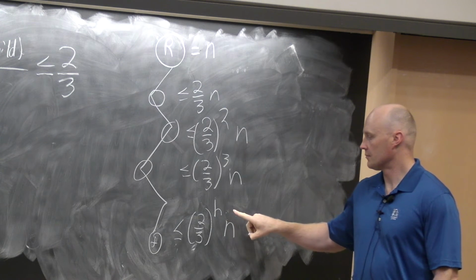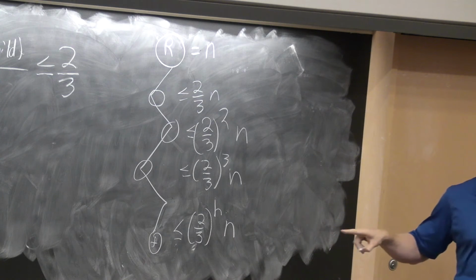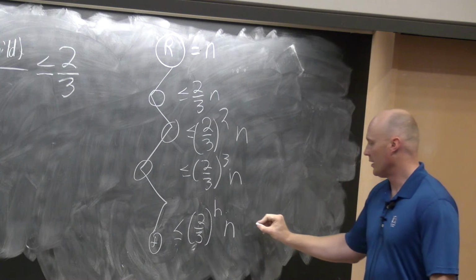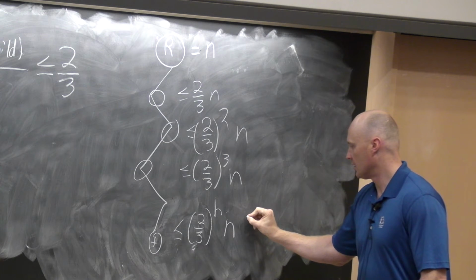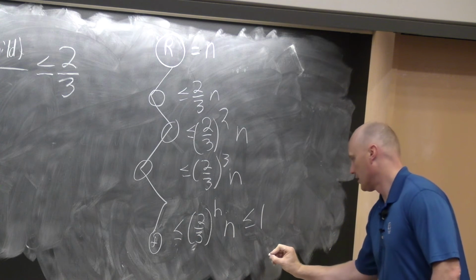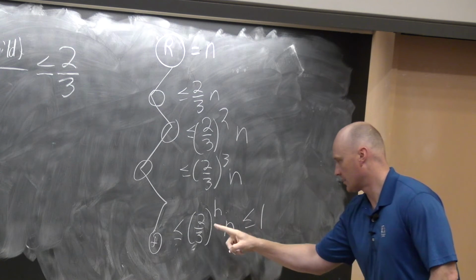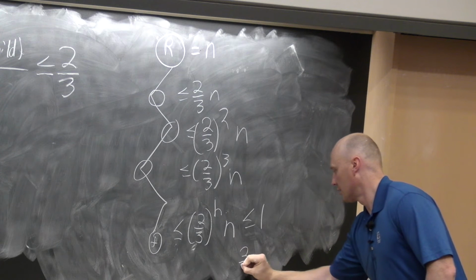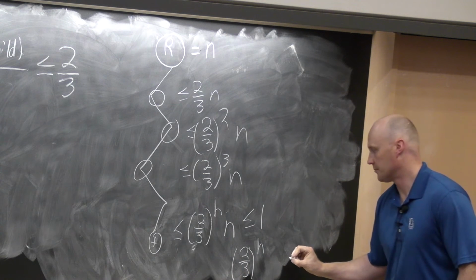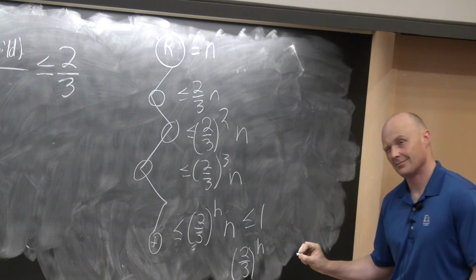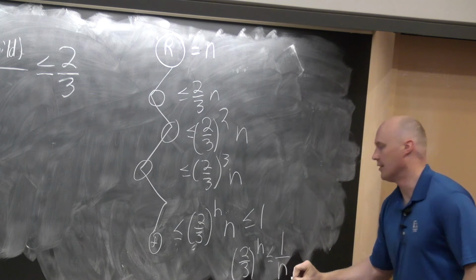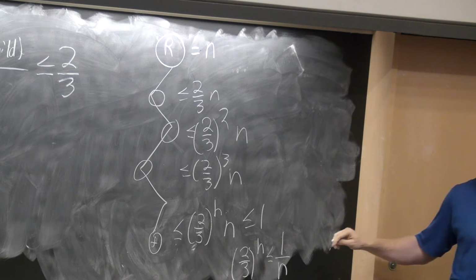And the size of x is at most 1, which means that 2/3 to the height is at most 1 over n, because n over n gives us 1.